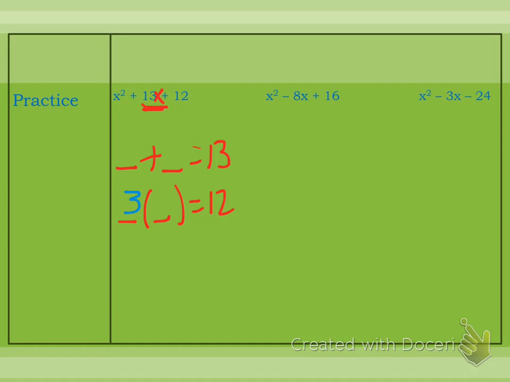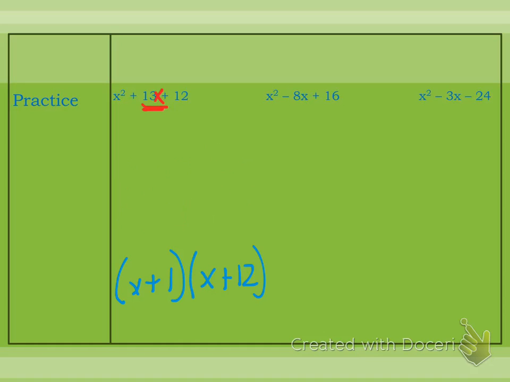Okay, the next one would be 2 and 6. But 2 plus 6 does not equal 13. Well, what else can I use to get 12? Oh, what about 1 and 12? 1 plus 12 is 13. So then my answer would be x plus 1, x plus 12. Okay, that's that one. The next one is going to be a little bit trickier.